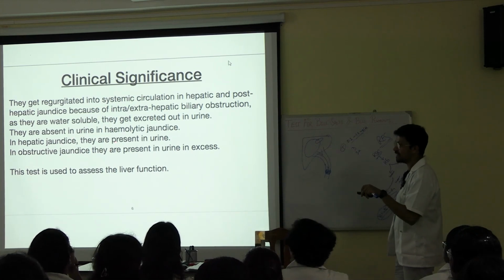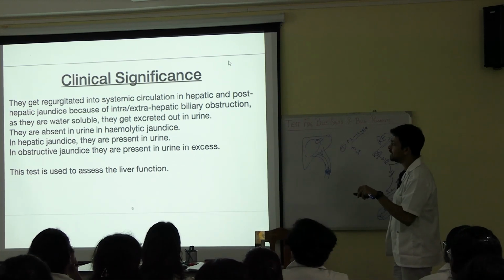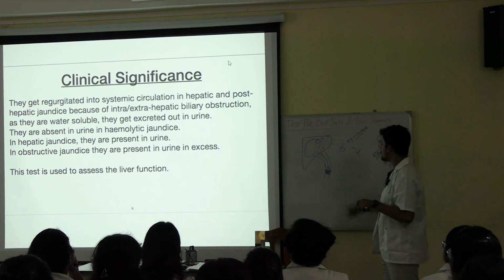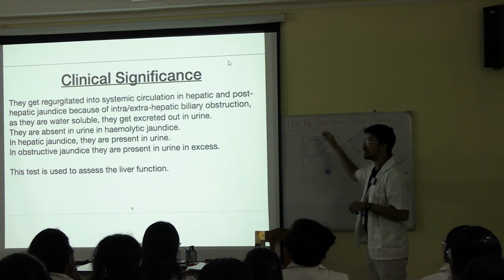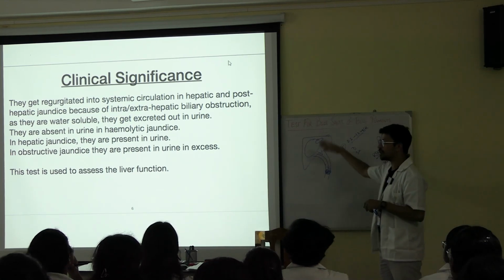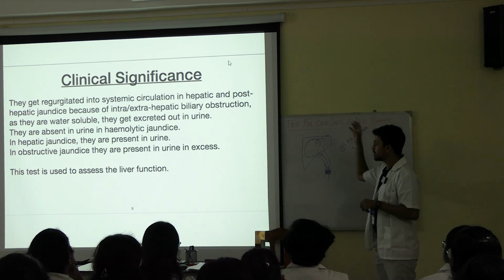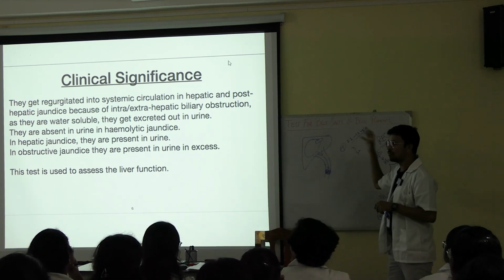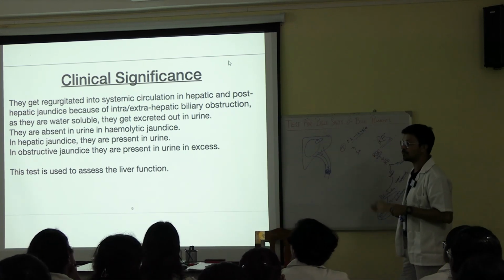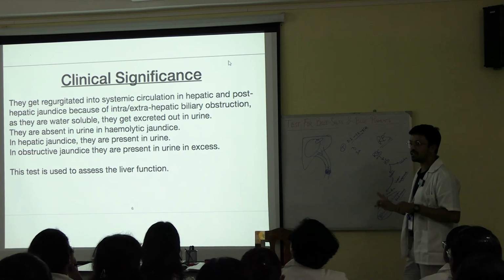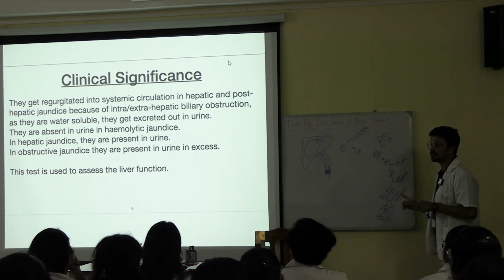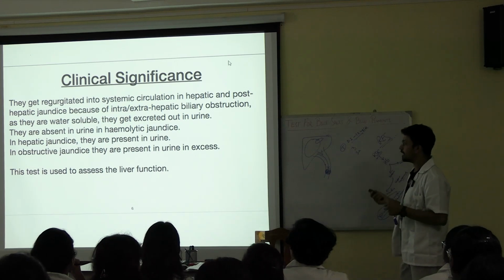They are present, but in excess in obstructive jaundice. In case of obstructive jaundice, everything is going back, nothing can come down. Everything is going back into the liver. That's why the amount of bile salts is in more excess in the urine. Anybody has any doubt in understanding this much part? Please raise your hands. You can write it down if you want.